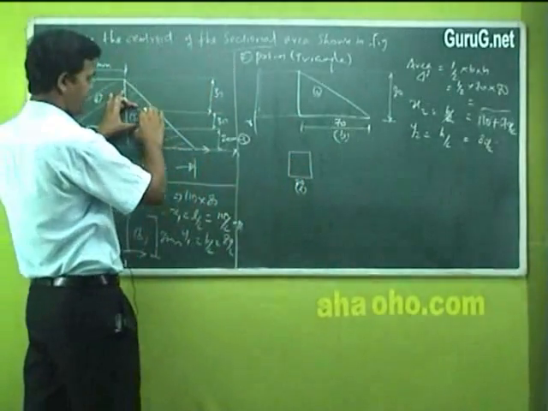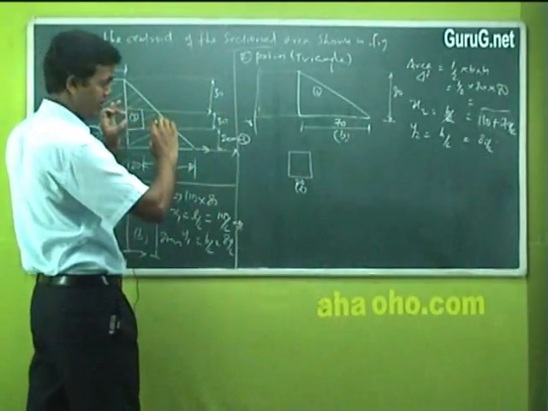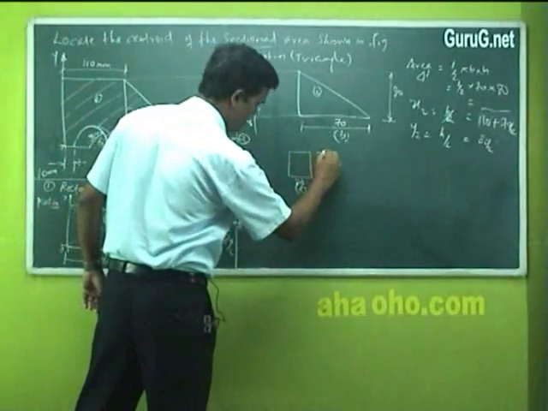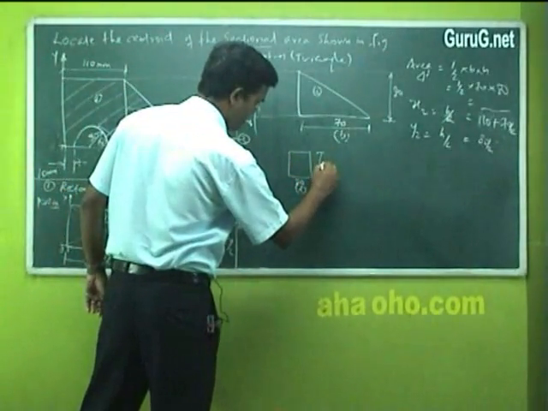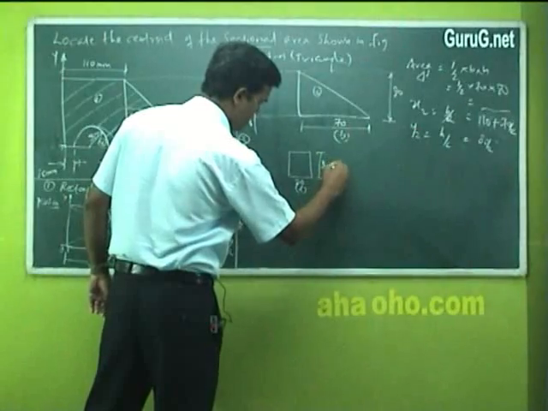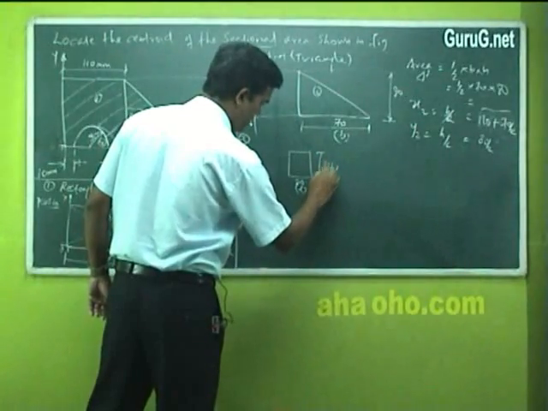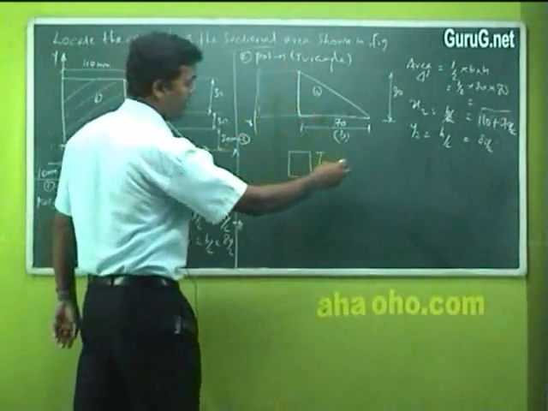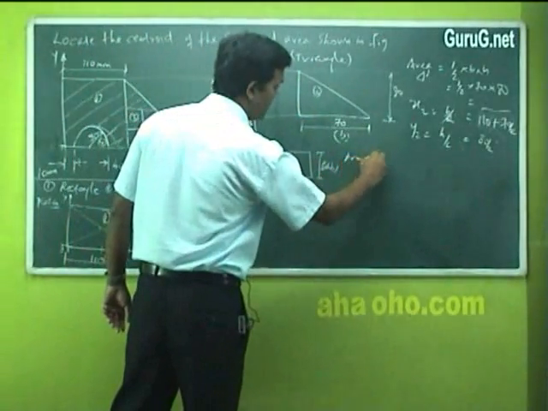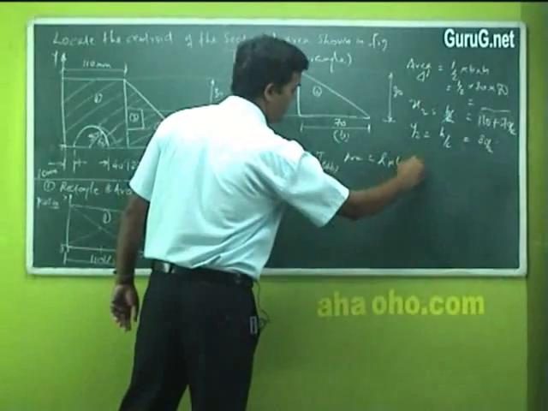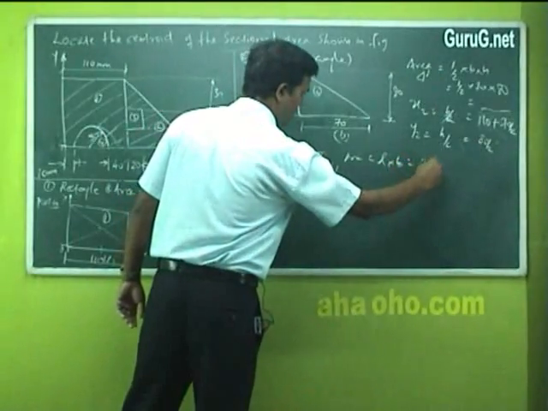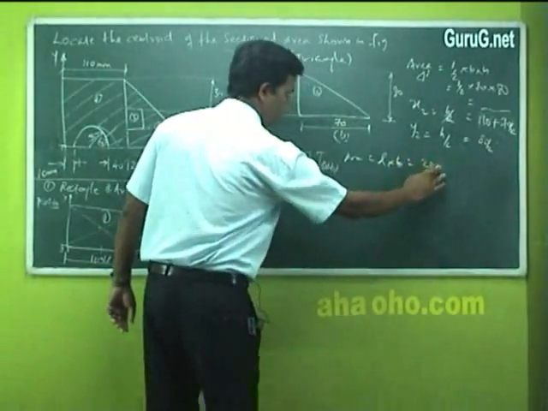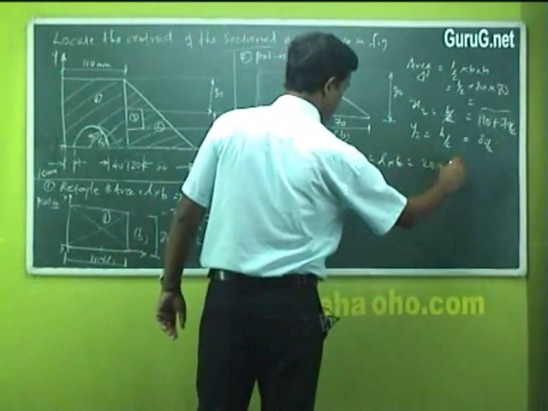And what is my width here given? B is breadth, 30 millimeter. This way, 30. Again the same fashion. What is the area here? Area is L into B for a rectangle. L is 20 into B, B is 30.